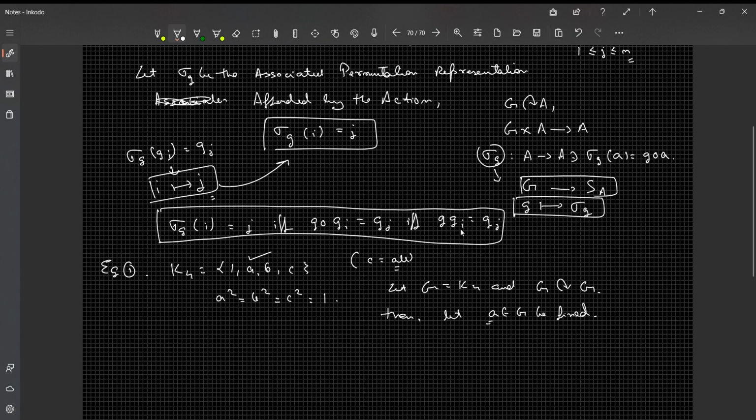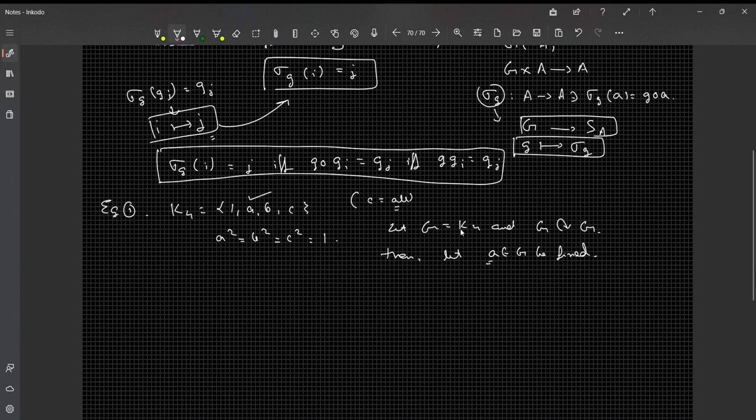Then first notice what is A acting on 1. So A acting on 1 is A. Now A acting on A itself, so it is A squared and it is 1. Then A acting on B, so it is AB, but we have considered AB to be C. And A acting on C, so this is basically AB, but this is A squared B and this is B, right?